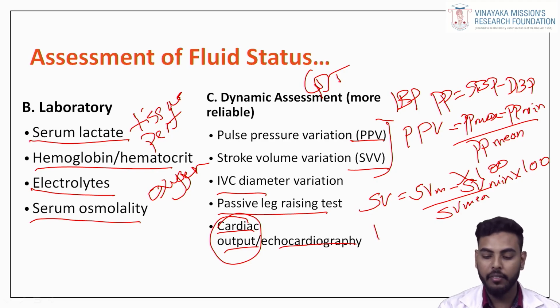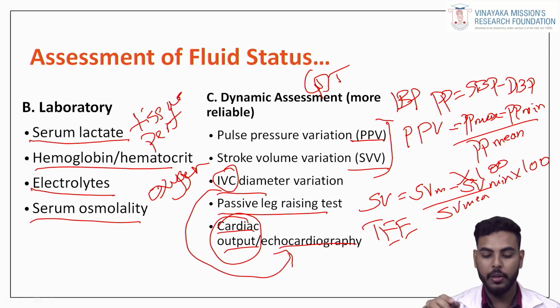Then echocardiography is TEE, transesophageal echocardiography. Using that they will be measuring this. Then the passive leg raising test is to measure how much fluid is going; they will be using this PLR test. IVC diameter is inferior vena cava diameter, that is measured using the echocardiography.